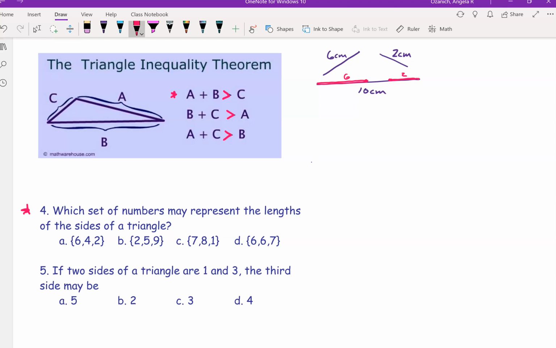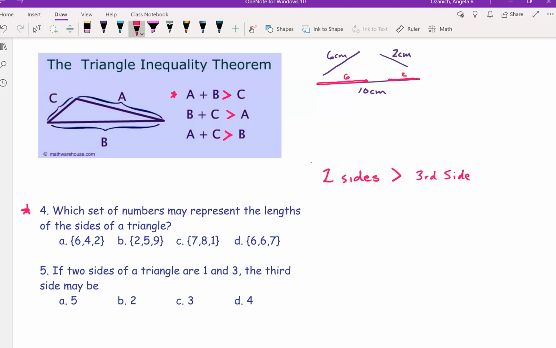Which set of numbers may represent the lengths of the sides of a triangle? You have to make sure that any two sides that you pick has to be greater than, not equal to, it has to be greater than the third side to create that actual space in your triangle. If they're equal, the sides just fall onto that third side. So any two sides have to be greater than the third side.